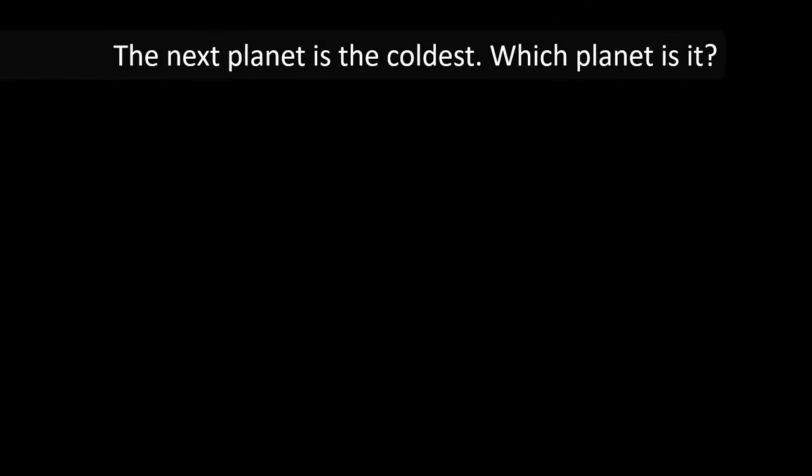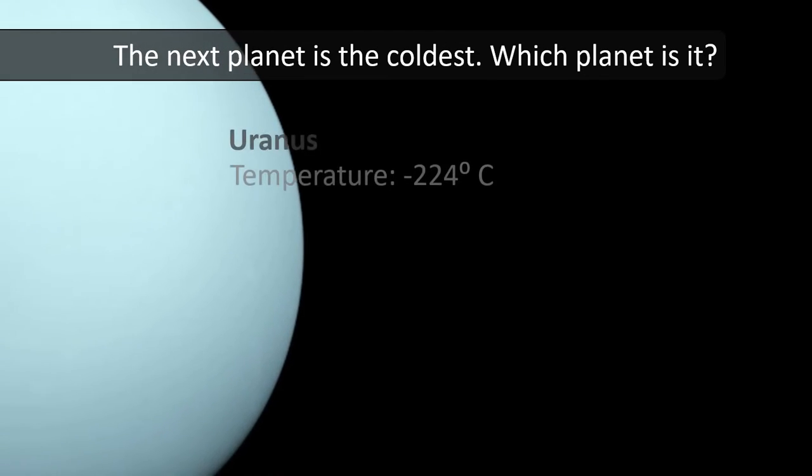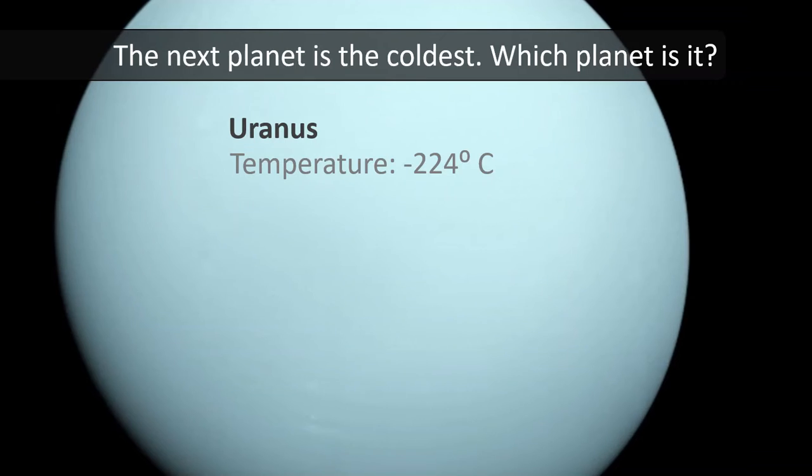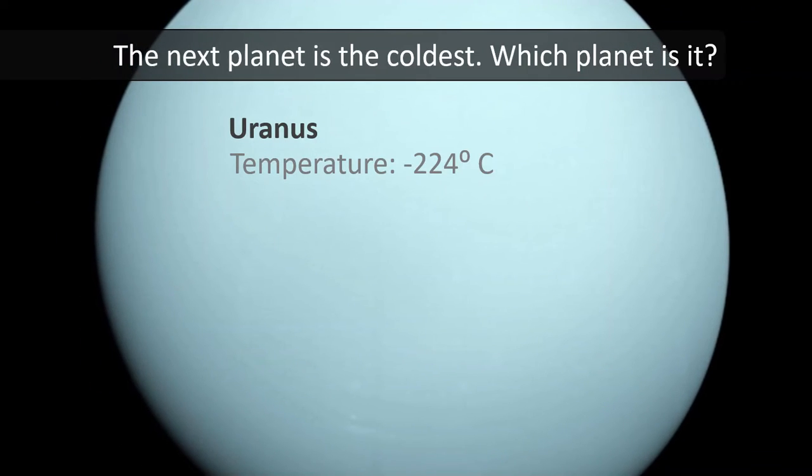So next on our journey, the next planet is the coldest. Which planet is it? This one is Uranus. Uranus has a temperature of minus 224 degrees Celsius. That's super cold, freezing cold.